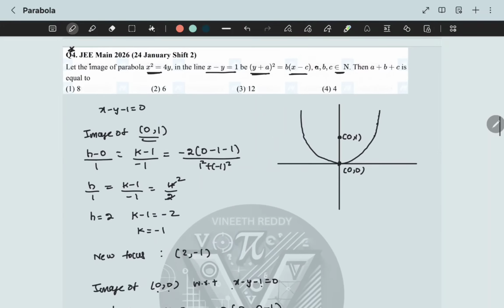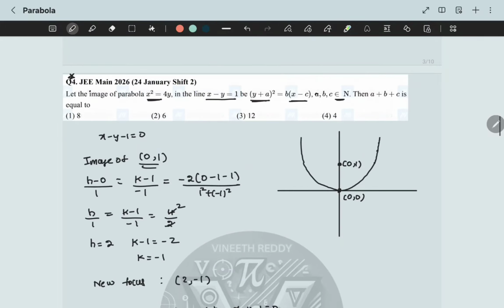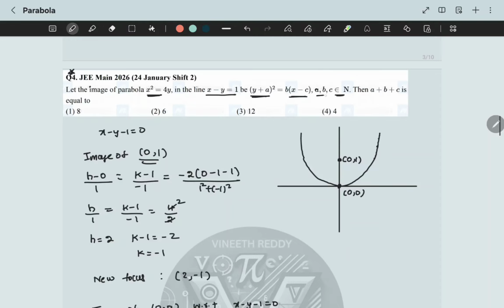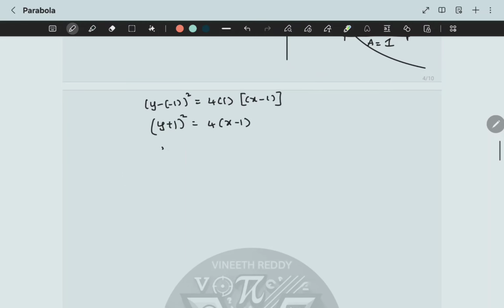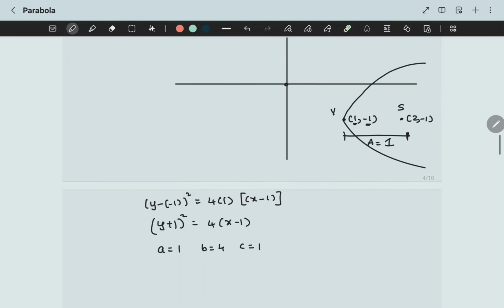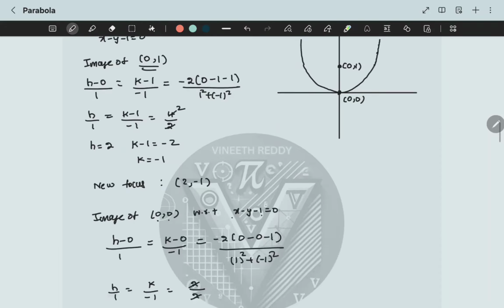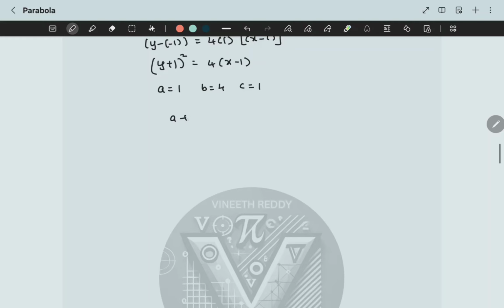That's it. So the question is as simple as that. What is he asking? It is of the form (y plus a) whole square is equal to 4b into (x minus c), where a, b, c are natural numbers, then a plus b plus c is. So if you observe, a is 1, b is 1, and c is 1, right? Because here we have minus c and c is a natural number. So with respect to that, what is a plus b plus c, dear students? a plus b plus c should be 1 plus 4 plus 1, which is 6.